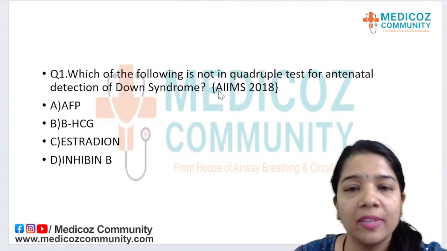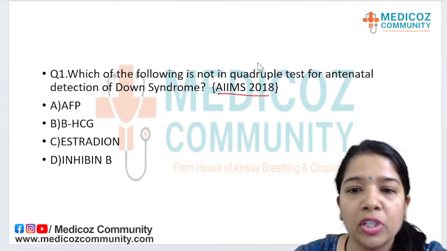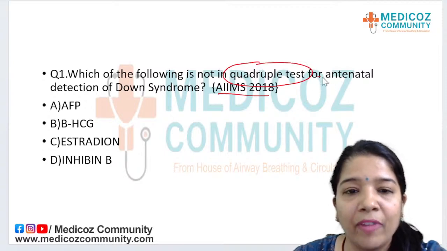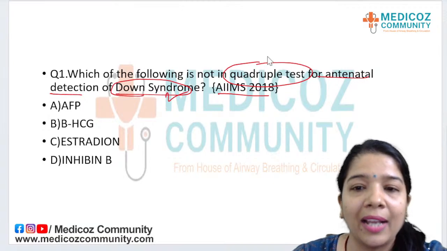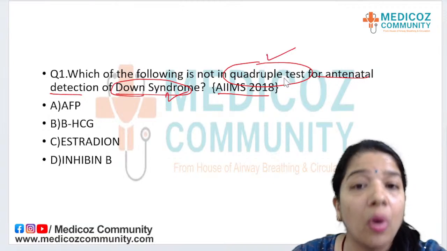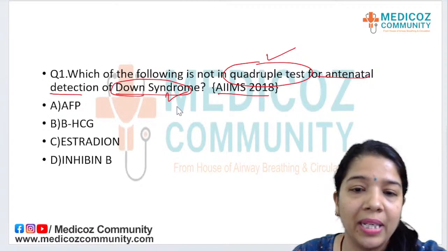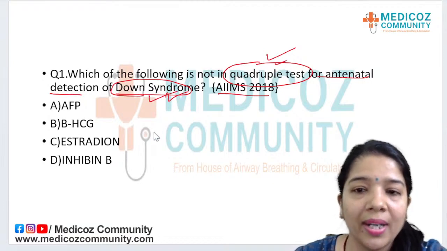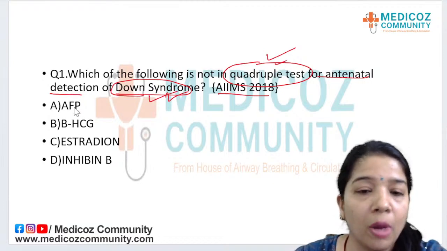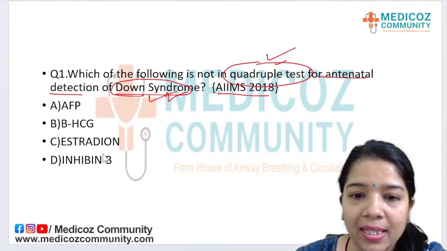Now, there are a few points which you should keep in mind because it's AIIMS. They are not going to give you very easy questions, okay? So, first of all, quadruple test, that is the thing for antenatal detection of Down syndrome. Actually, quadruple test is now indicated for all pregnant females, okay? But we know that the most common chromosomal anomaly is actually Down syndrome. So, what are the 4 quadruple tests which you should know? The options are alpha fetoprotein, beta HCG, estradiol and inhibin B. So I hope all of you will answer that.